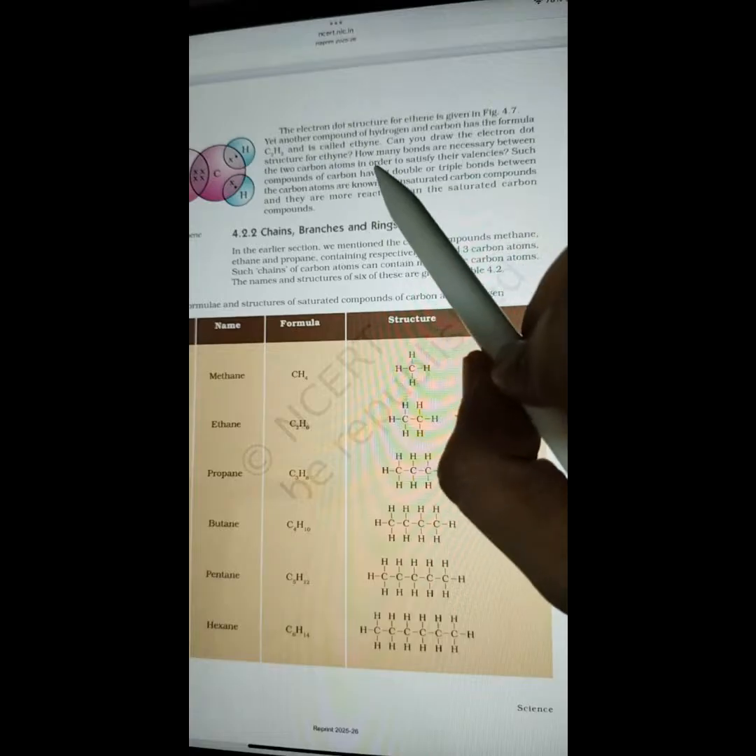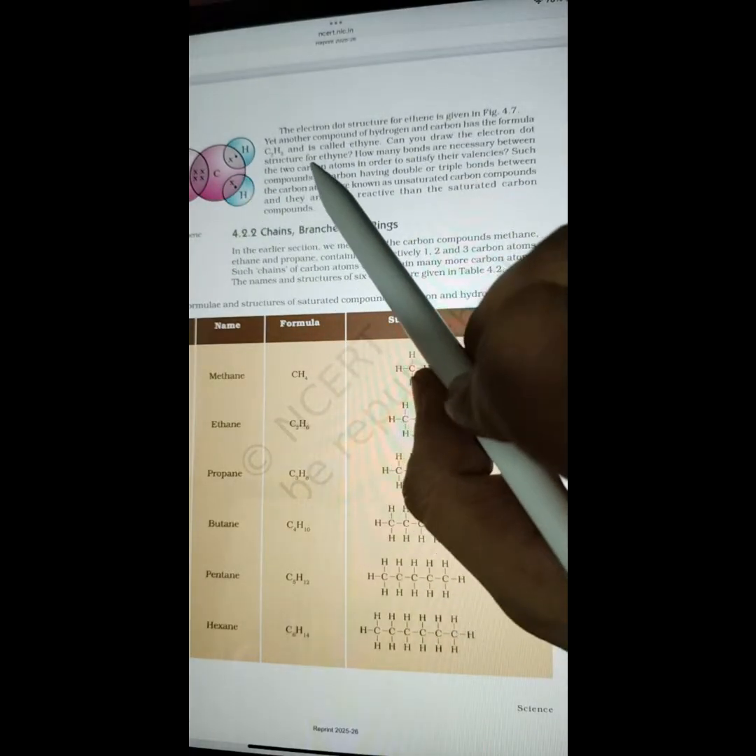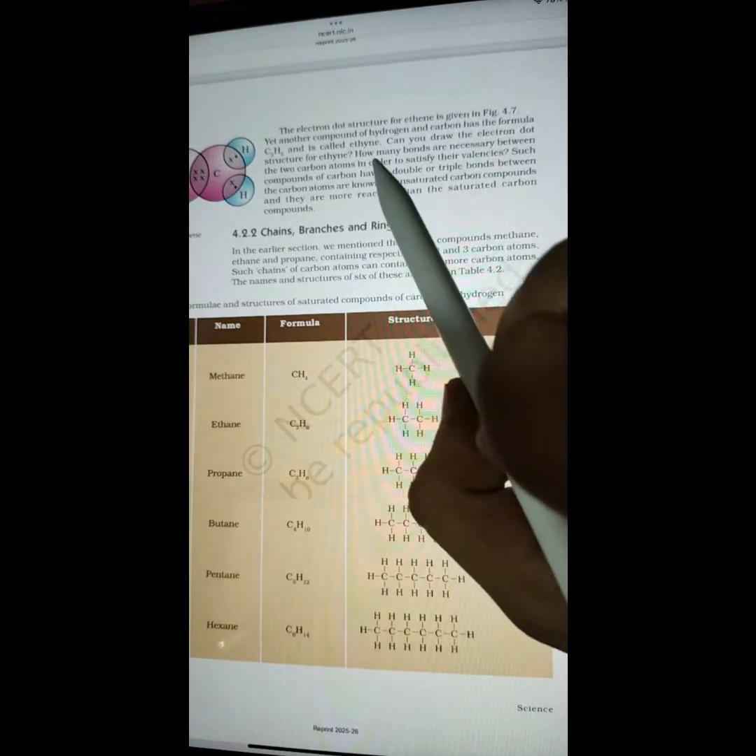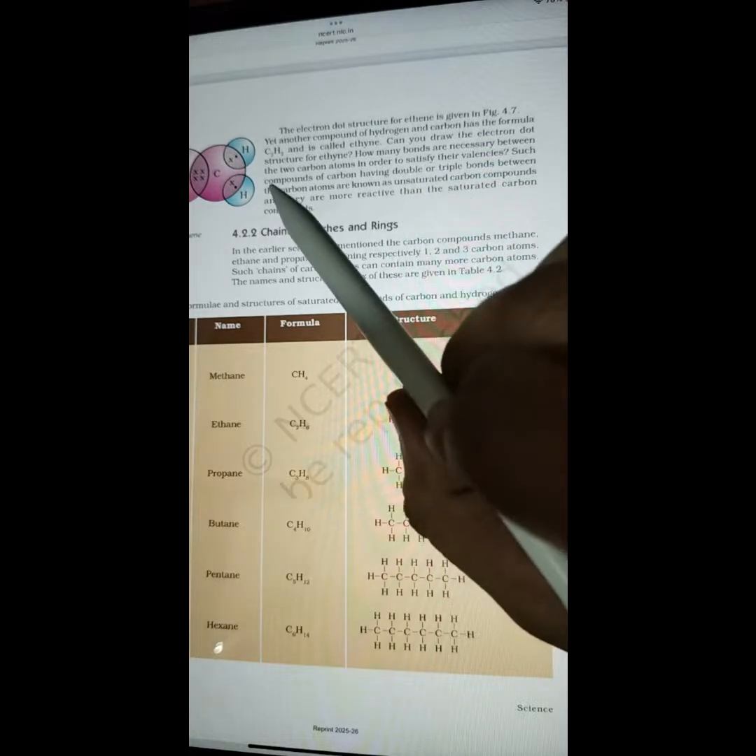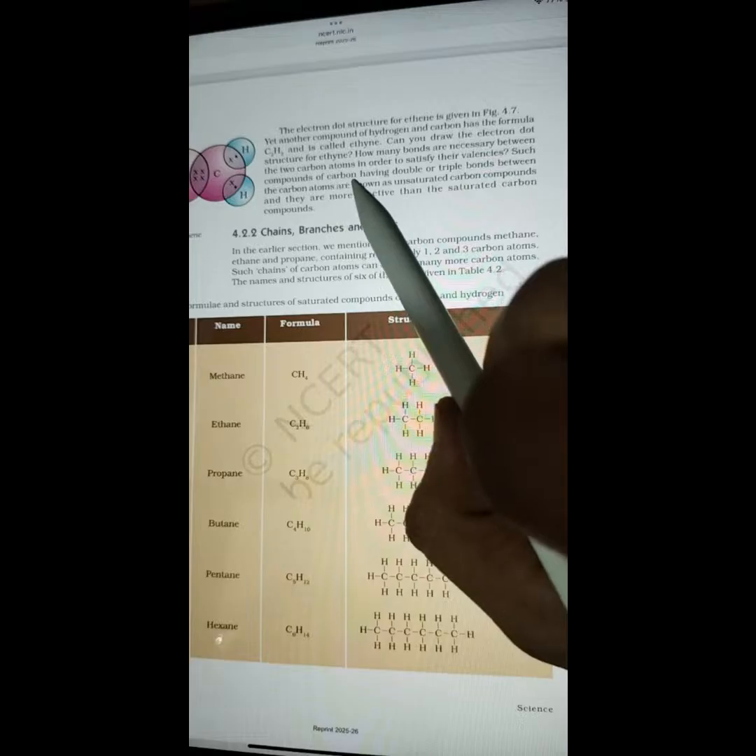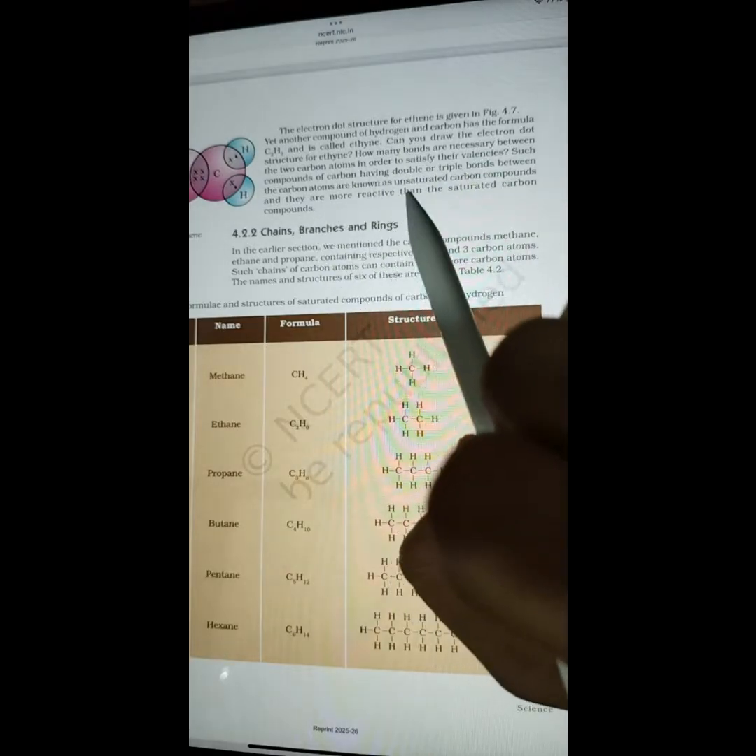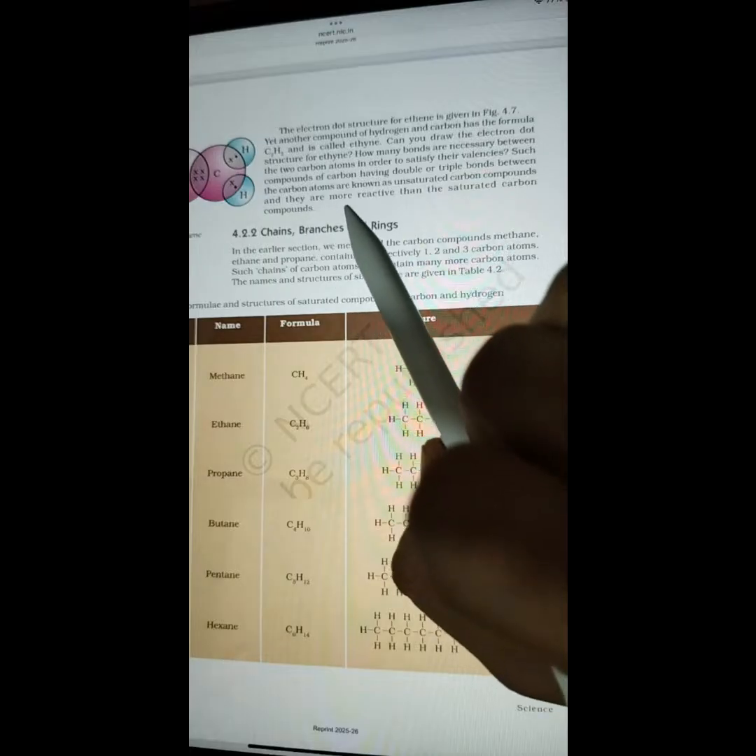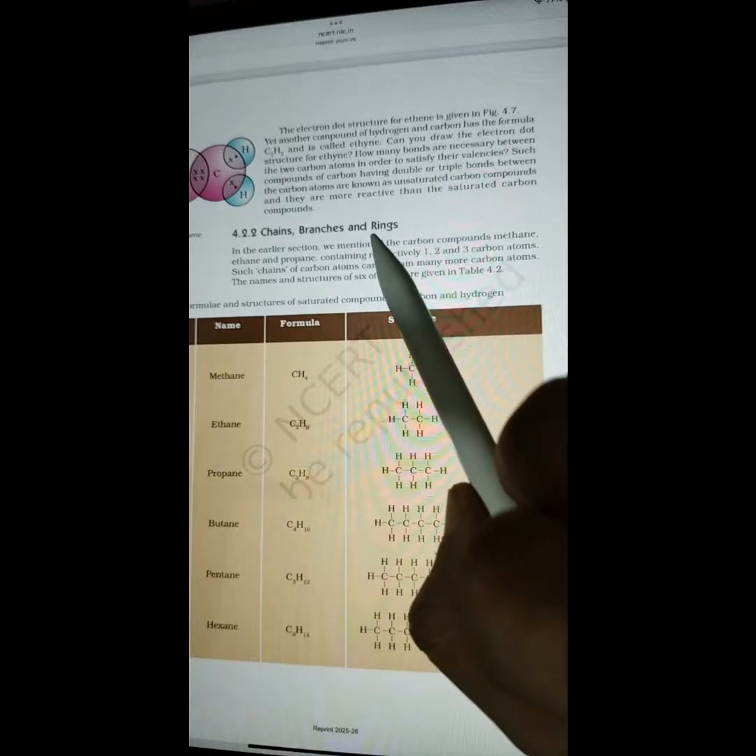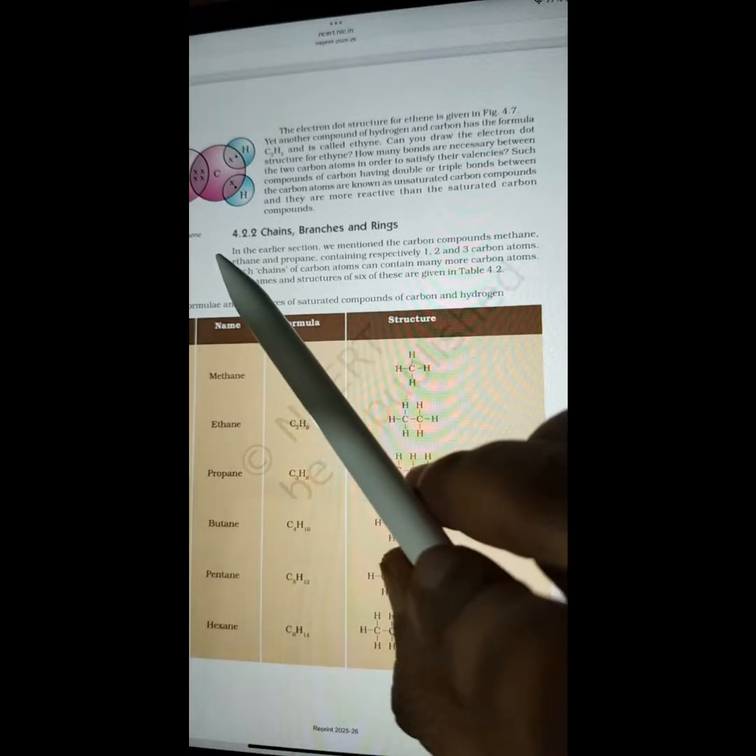The electron dot structure for ethene is given in figure 4.7, on this side. Yet another compound of hydrogen and carbon has the formula C2H2, which is ethyne. Can you draw the electron dot structure for ethyne? How many bonds are necessary between the two carbon atoms in order to satisfy their valencies? Such compounds of carbon having double or triple bonds between the carbon atoms are known as unsaturated carbon compounds, and they are more reactive than the saturated carbon compounds.